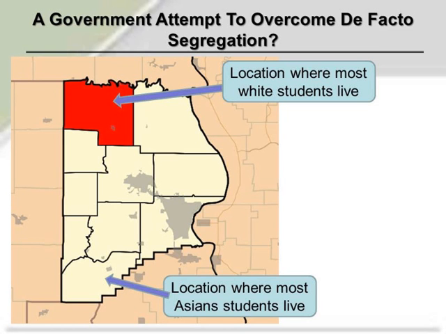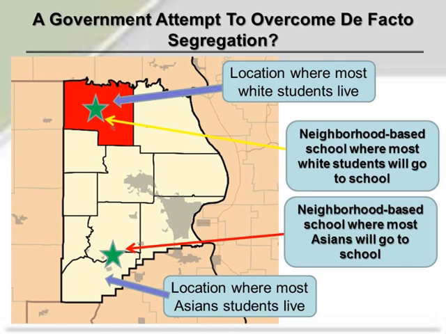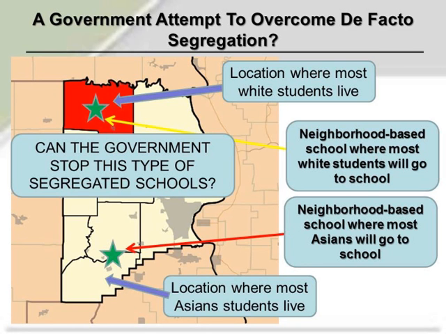And this map of Cape Girardeau that I've gotten, I've made up some statistics on here. You see this group at the upper left-hand part of the map. Let's say that's where most of the white students live. And then the location at the lower left-hand part of Cape Girardeau County, that's where most of the Asian students live. The way it works with neighborhood-based schools is there would be a school up in the white neighborhood that all the white students would go to. And then there would be another school down in the Asian neighborhood where most of the Asians would go to school.